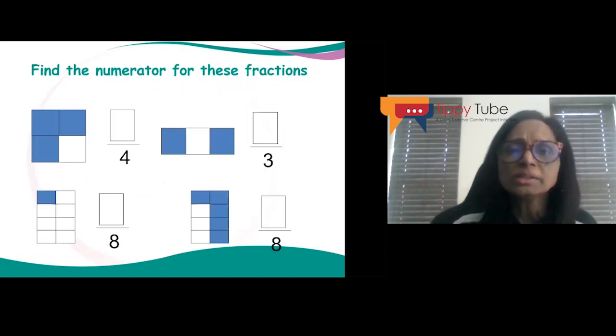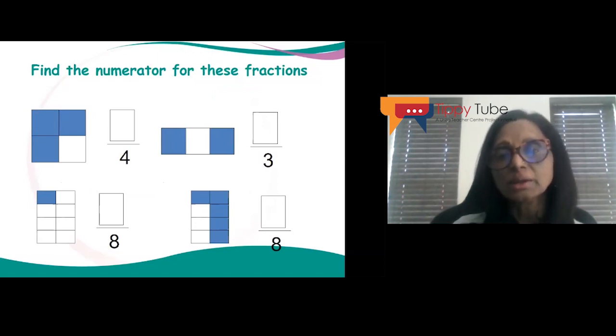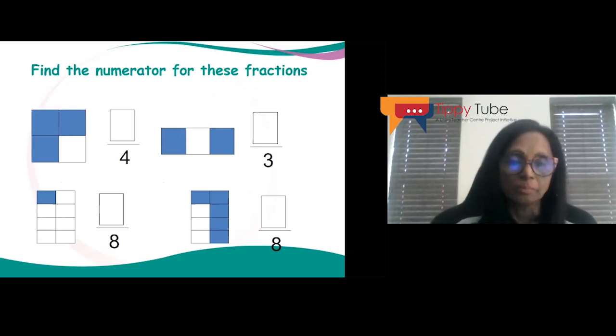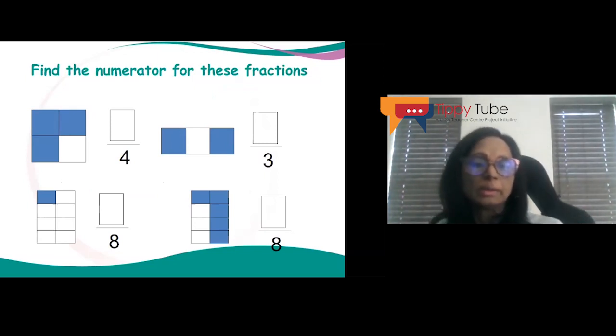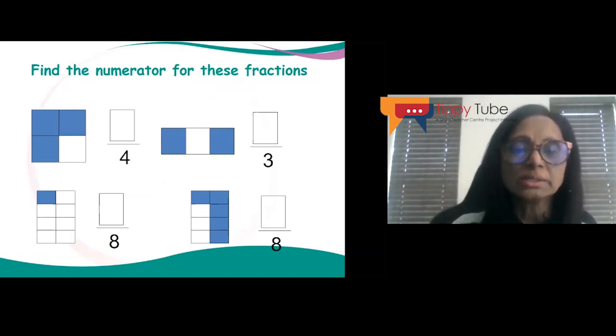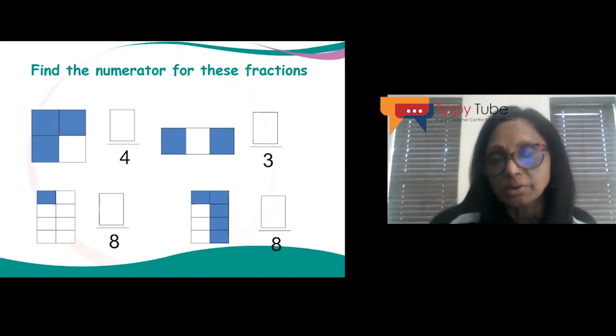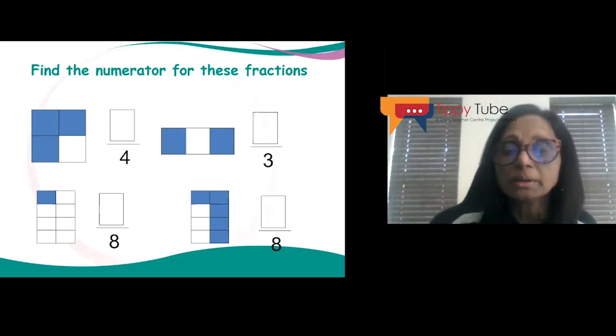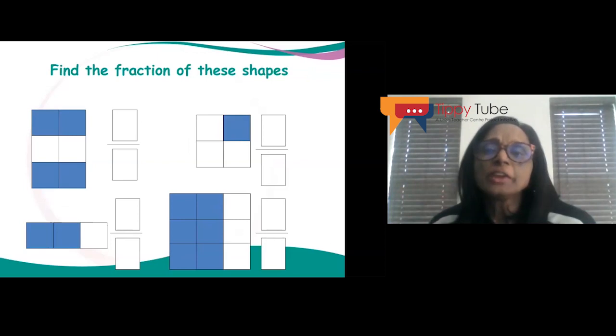Find the numerator for these fractions. In the first, what do you think it will be? Yes, 3/4. In the second diagram, yes, you can see it's 2 colored. It will be 2/3. In the third diagram, there's 8 equal parts, but 1 is colored, so it's 1/8. In the fourth diagram, there are 8 equal parts, and how many are colored? Yes, it is 5/8.